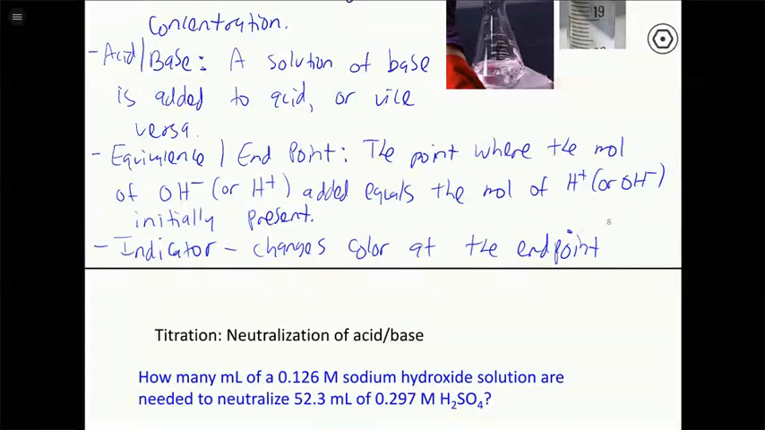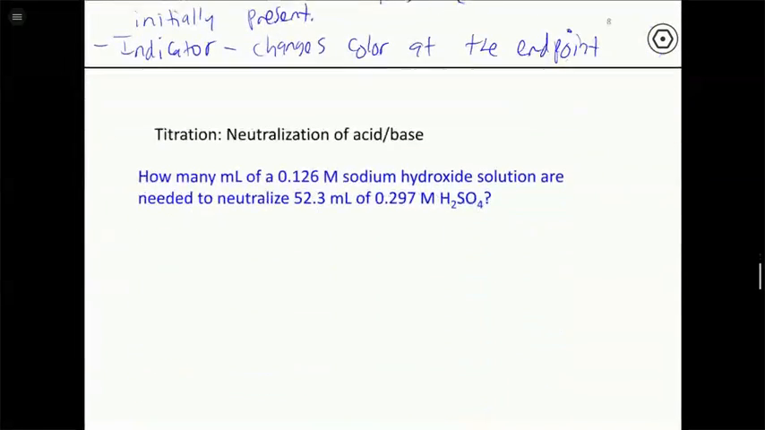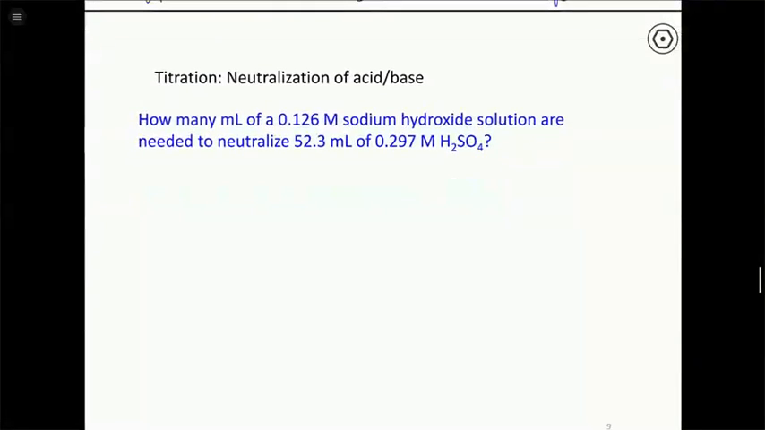Okay, so let's see examples of titration problems, and really, like I said, these are just stoichiometry problems, nothing different than that. We want to know how many milliliters of 0.126 molar sodium hydroxide solution are needed to neutralize 52.3 milliliters of 0.297 molar H2SO4. All right, so this is an acid-base titration. We're adding a base to an acid, and we want to know how much of this base we have to add to completely neutralize. Remember that neutralize means we've gotten to the end point, the point where all of the acid has reacted with the base.